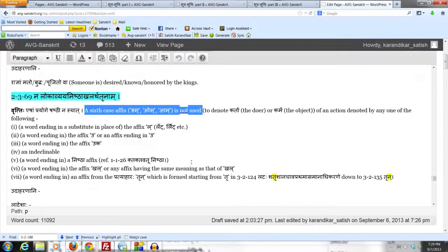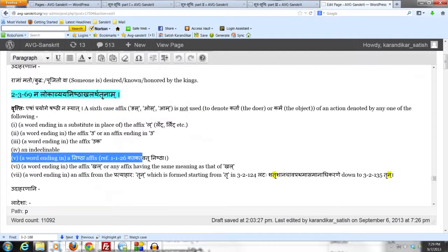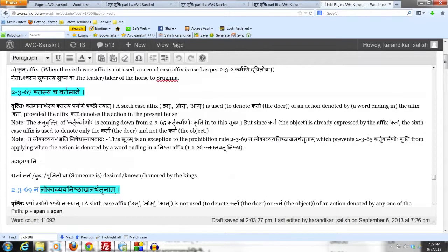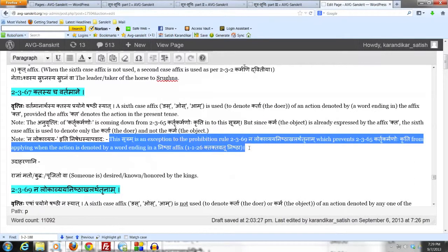And in the list mentioned in 2.3.69 is nishtha. Now we know from 1.1.26 ktaktavatu nishtha that the two affixes kta and ktavatu get the designation nishtha. So therefore the sixth case affix prescribed by 2.3.65 is prohibited by 2.3.69. That is why we need this sutram 2.3.67 to reintroduce the sixth case affix to denote the agent of the action when the action is denoted by a word ending in the affix kta, provided the affix kta denotes the action in the present tense.